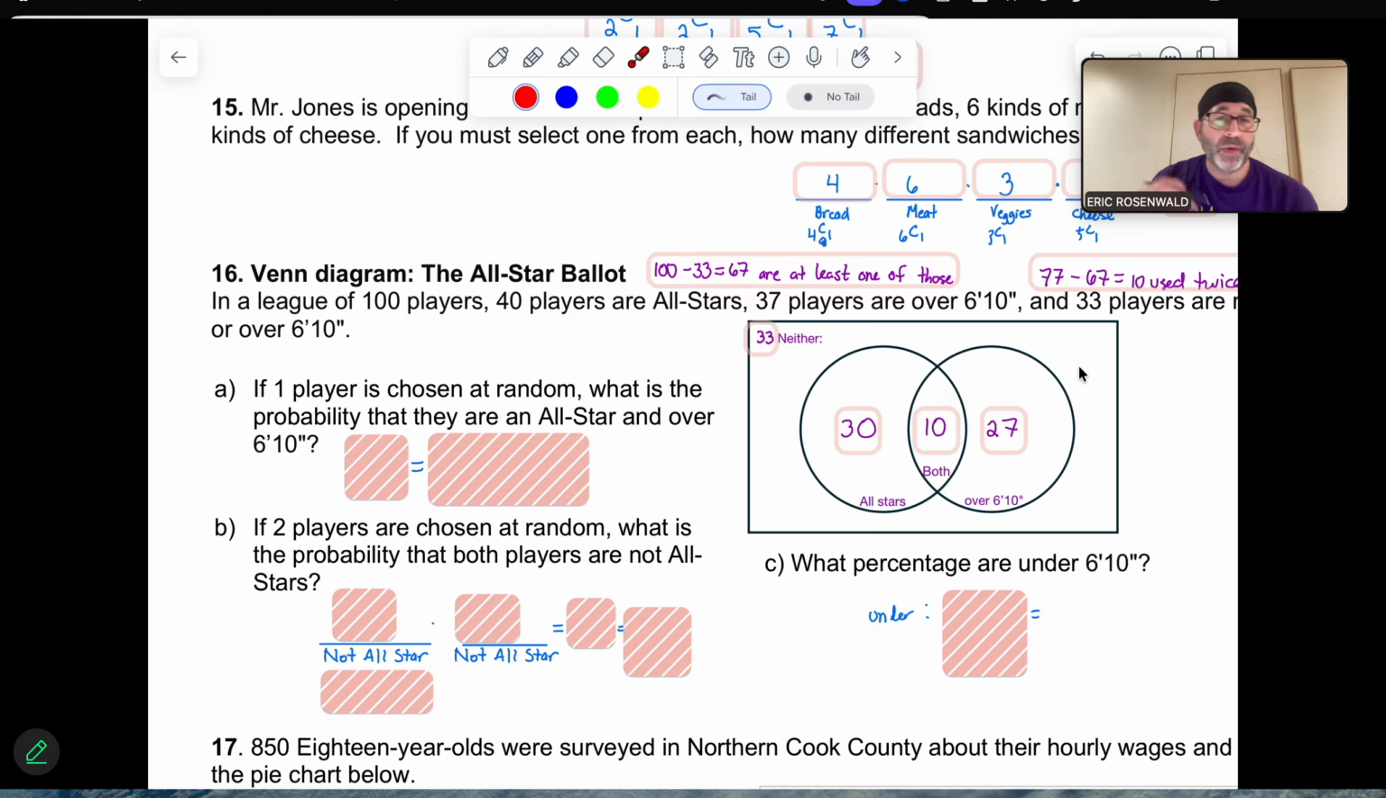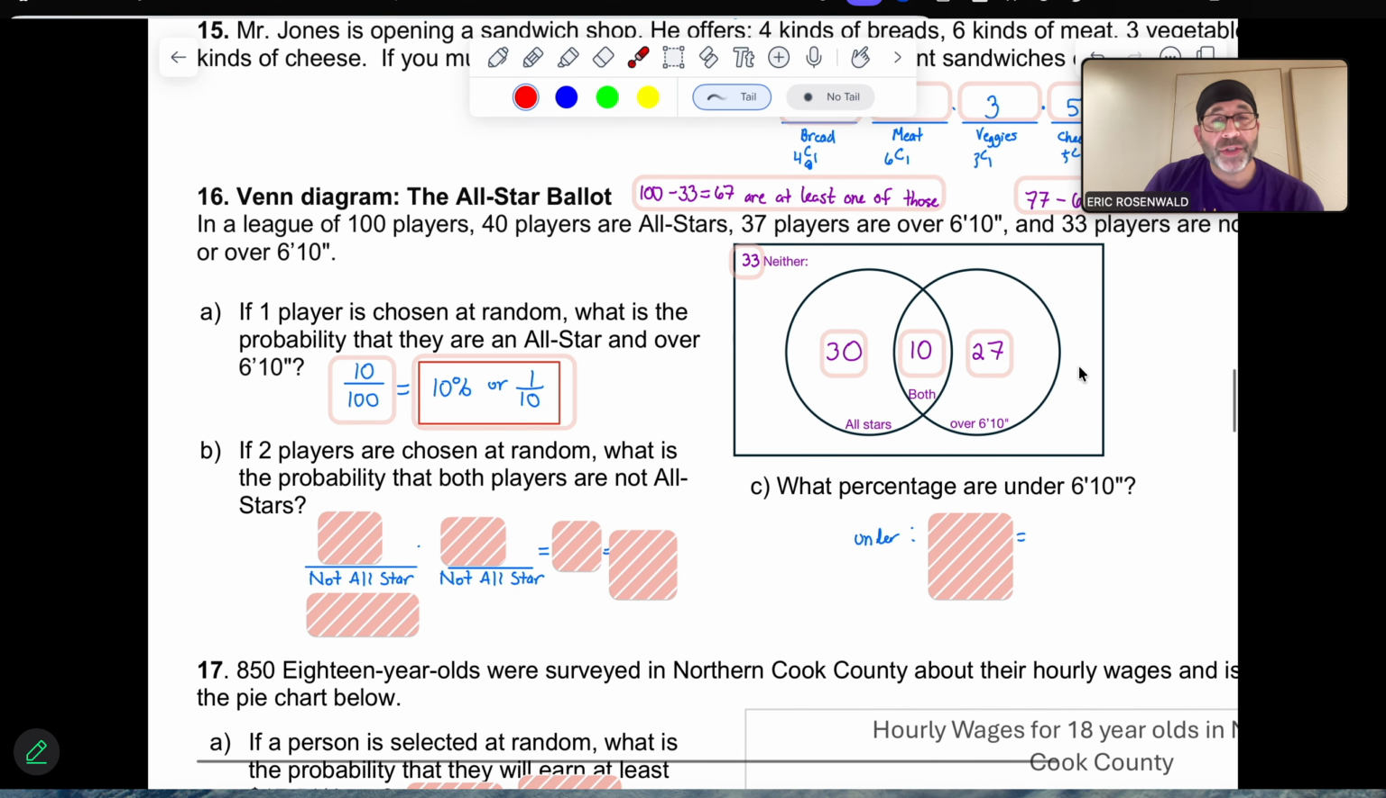If one player is chosen at random, what's the probability that they are an all-star and are over 6'10"? Well, here's the all-stars and here's the over. And the overlap here is 10, so it's going to be 10 out of 100 people, which is 10% or 1 out of 10.